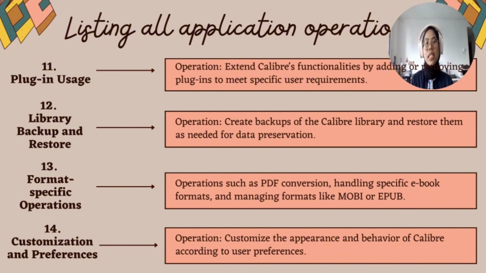Number 13, format-specific operation. This will operate to convert PDF and handle specific ebook formats, managing formats like MOBI or EPUB. Number 14, customization and preferences. This will operate to customize the appearance and behavior of Calibre according to the user preference.